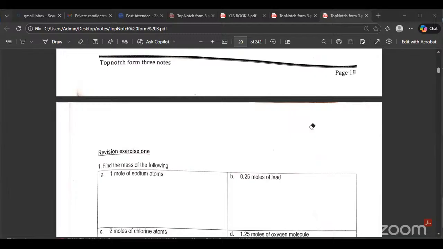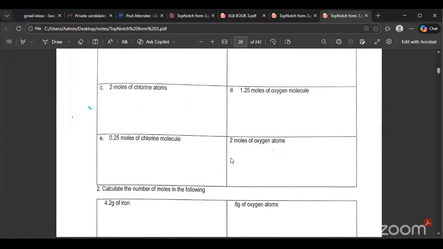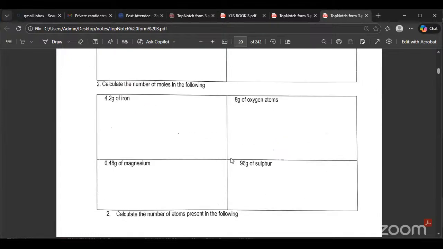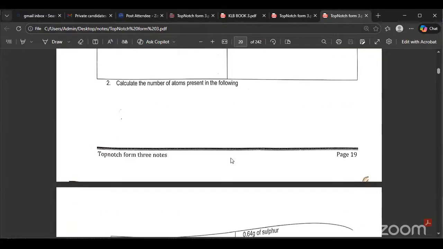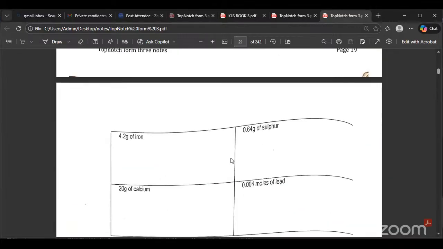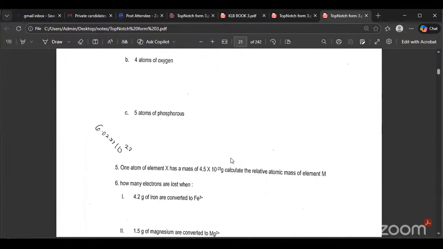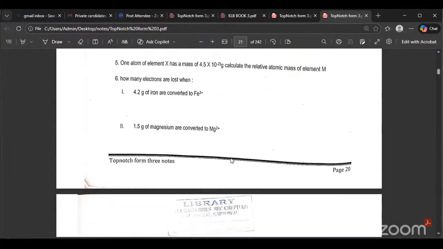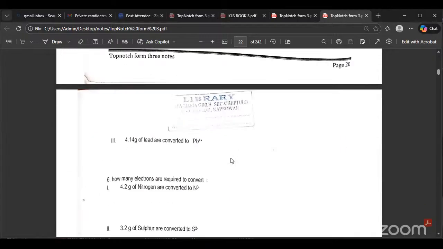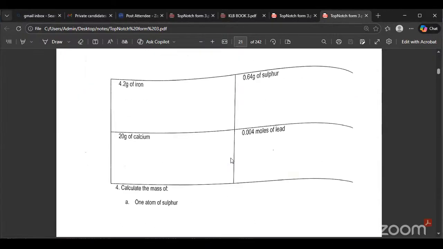This one does not give us the RAMs, so I have to give them. Sodium is 23, lead is 207. You can check them from the KLB. Chlorine is 35.5, oxygen 16, iron 56, magnesium 24, sulfur 32. But try the questions on page 19, I think page 19 alone is enough. And then we'll use this on Monday to do more examples.